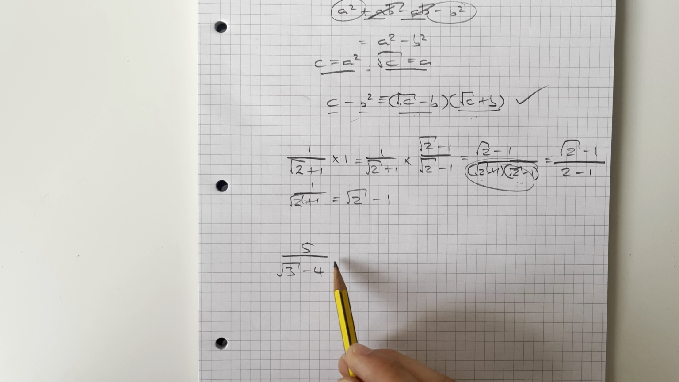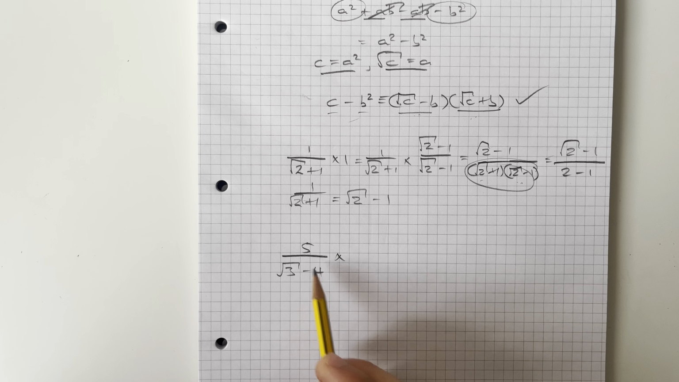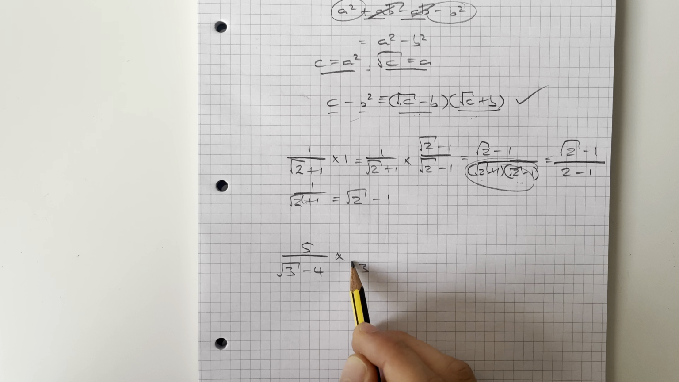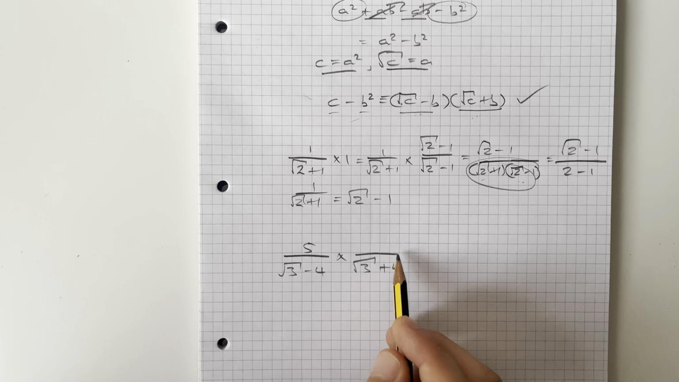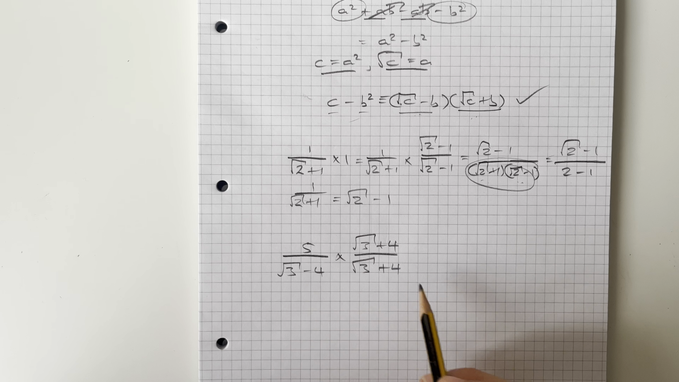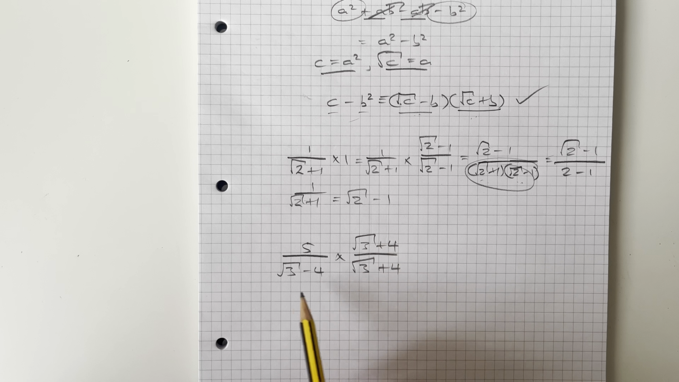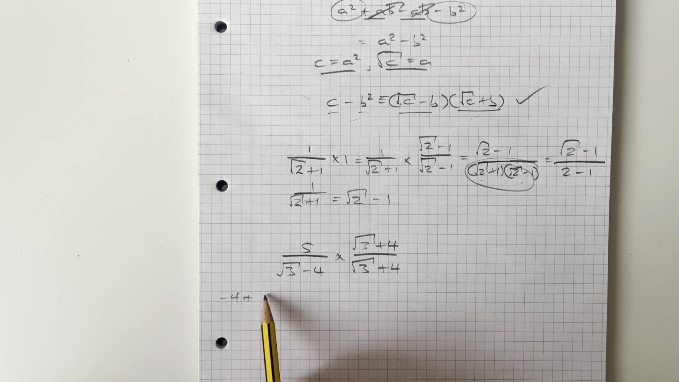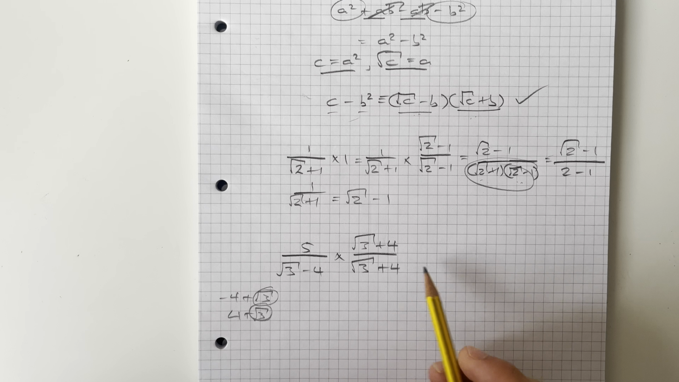We'll times top and bottom by the opposite sign of this. So root 3 plus 4 and root 3 plus 4. You want to change the sign of the 4. You never change the sign of the surd. Even if this was written as minus 4 plus root 3, it would then be 4 plus root 3. So the root always stays with the same sign.